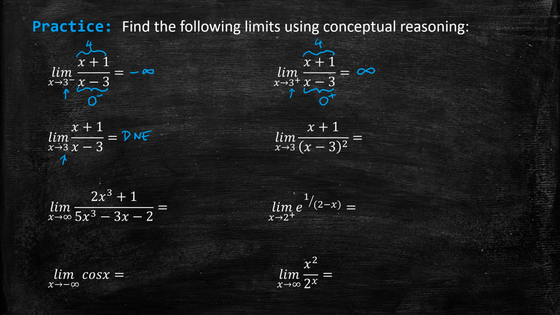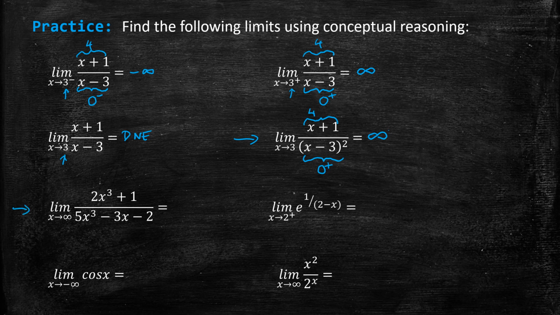Now what happens if we add a square around the denominator, in this example here? Same reasoning. Put 3 into the top, we get 4. Can't plug 3 into the bottom, but if you approach from the left or the right, you're getting closer and closer to 0. But because we're squaring in a positive sense, 4 divided by a tiny number is going to be huge. And because that tiny number is going to be positive, the limit will be positive infinity.